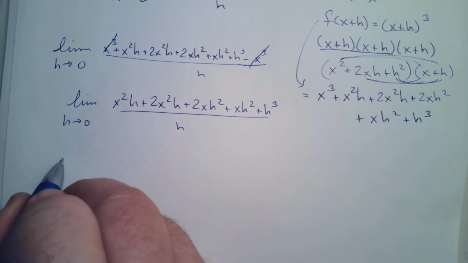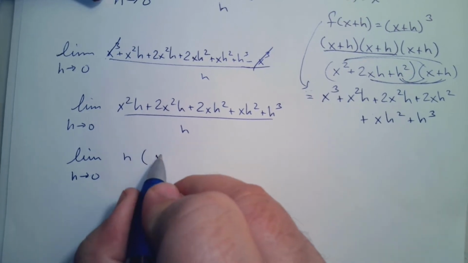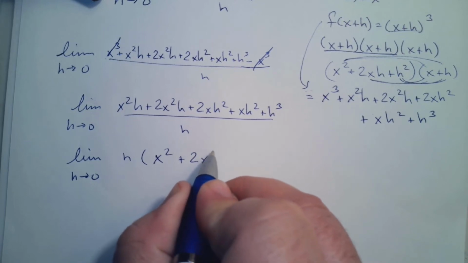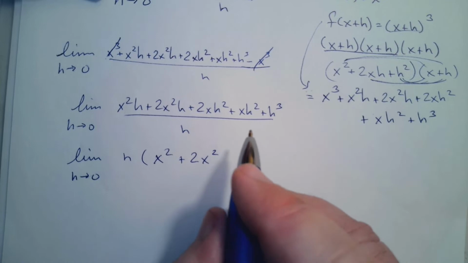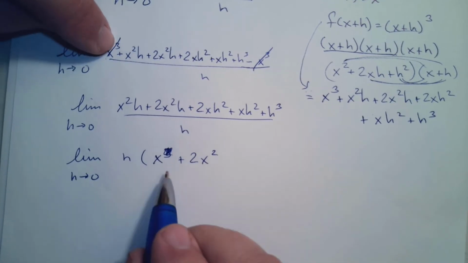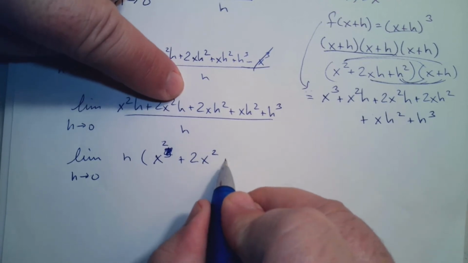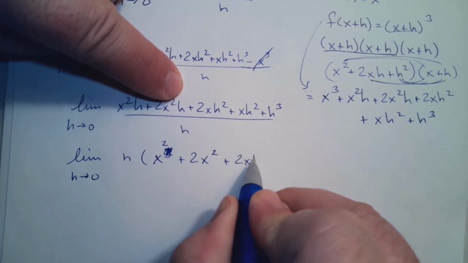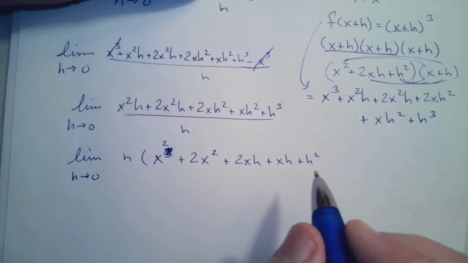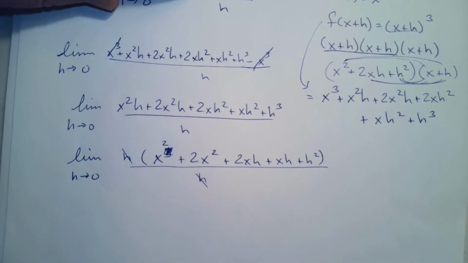Factor an h out of the top. We have x squared plus 2x squared, the h is gone, plus 2xh plus xh plus h squared. The h's cancel.